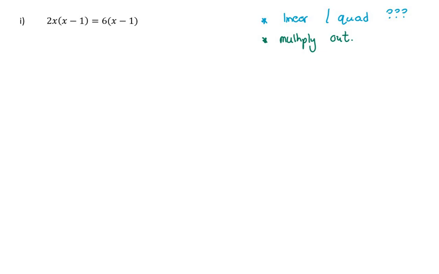But I don't have 0 here. I just have a random bracket on either side. So let me multiply out. So I get 2x squared minus 2x equals 6x minus 6.